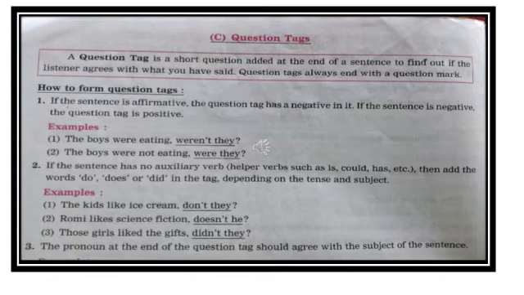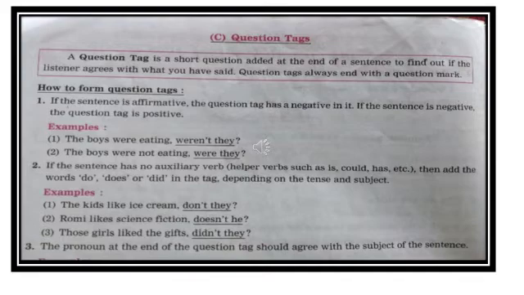So the question tag should be positive. So, the boys were not eating, were they? Clear, children? Let's go to the second one. If the sentence has no auxiliary verbs or helping verbs such as is, could, has, have, etc., then add the words do, does, did in the question tag depending on the tense and subject.